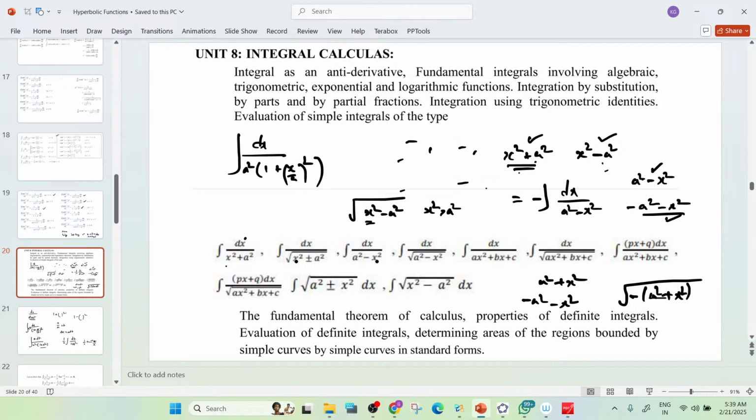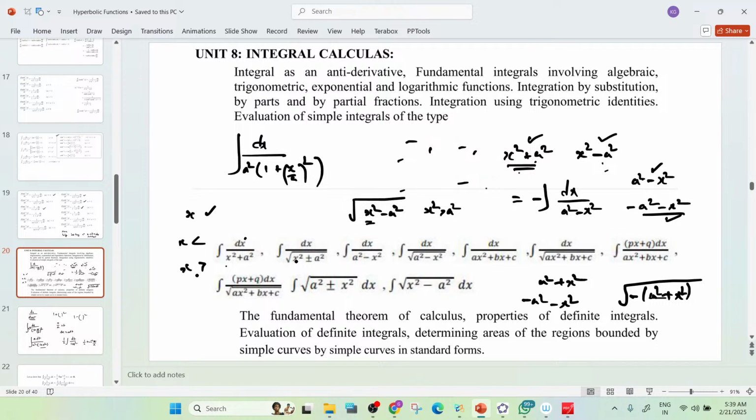In the case of a square minus x square, x can be anything? In this case, x square should be strictly lesser than a square, right? Because there is a square root here. So we have got different types of conditions. X can be anything, x can be less than something, x can be strictly greater than something. We got these varieties, right?